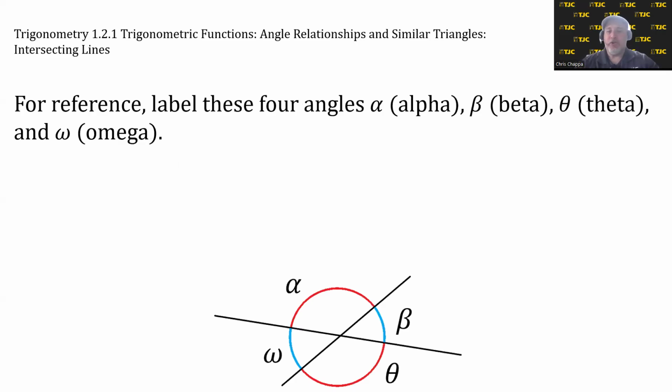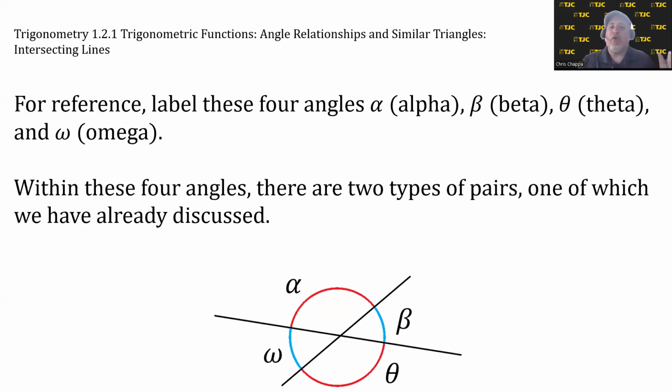Here we have a picture of two intersecting lines and a circle marking off four arcs, two in red, two in blue. For reference, we're going to label these four angles with four Greek letters: alpha, beta, theta, and omega. Omega, this is the one that looks like a W. Now, within these four angles, there are two types of pairs, one of which we've already discussed, namely the ones that are supplementary.